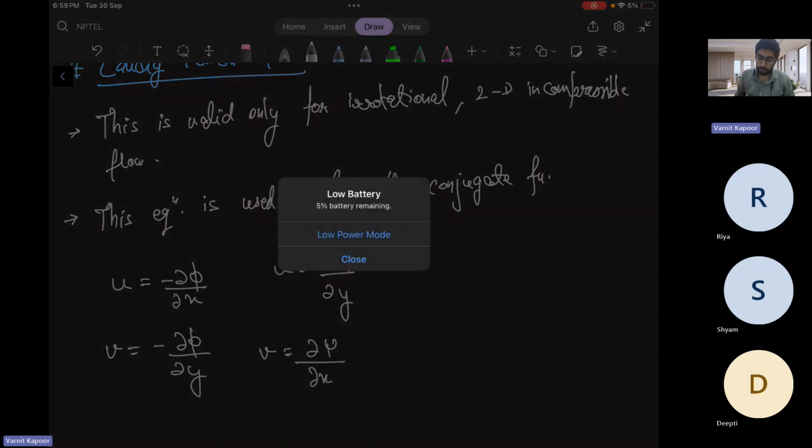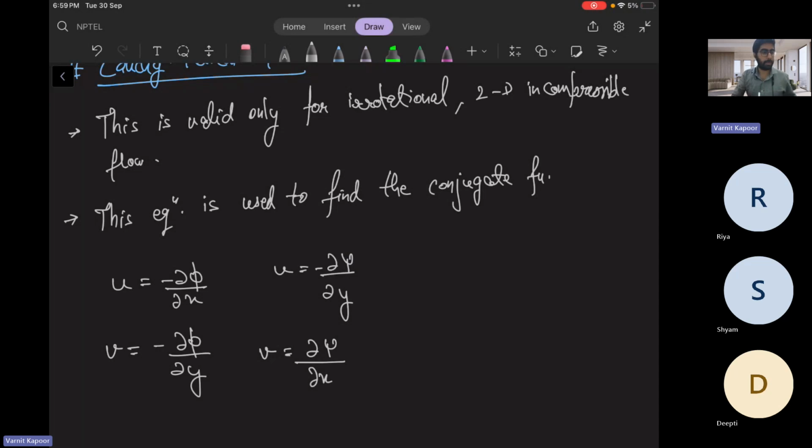Okay. Oh, sorry, I think the battery of my iPad is low. Let me connect it to the charger.